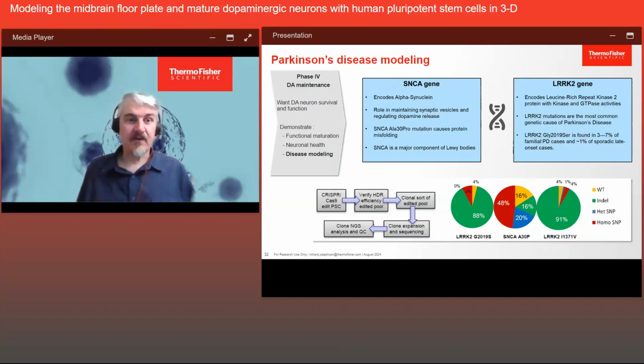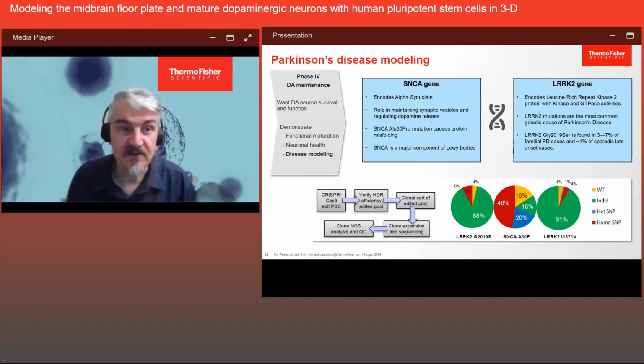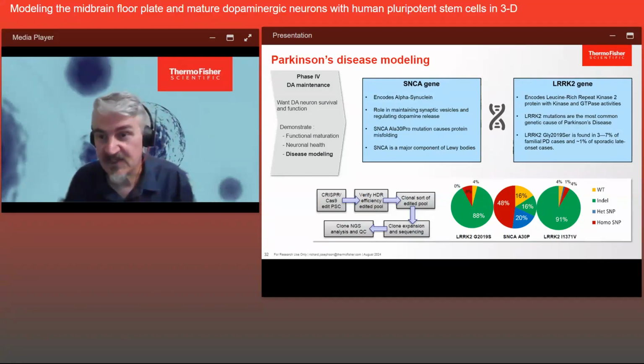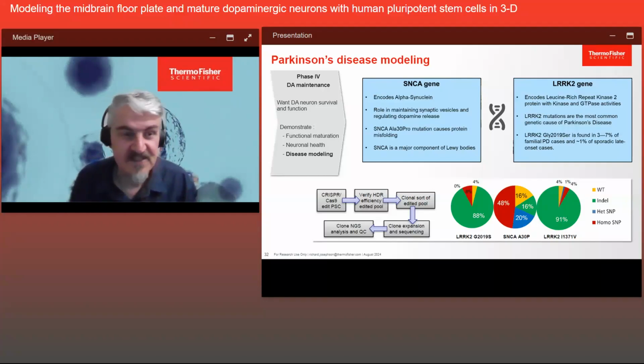So there are a number of genetic mutations that are associated with familial or sporadic Parkinson's disease. Several of these mutations occur in the genes for alpha-synuclein, SNCA, or LRRK2, which is leucine-rich repeat kinase 2 protein. To study the effects of these mutations in isolation, the Thermo Fisher Customer Services team introduced these mutations into iPSC lines using CRISPR-Cas9 and homology-directed repair.